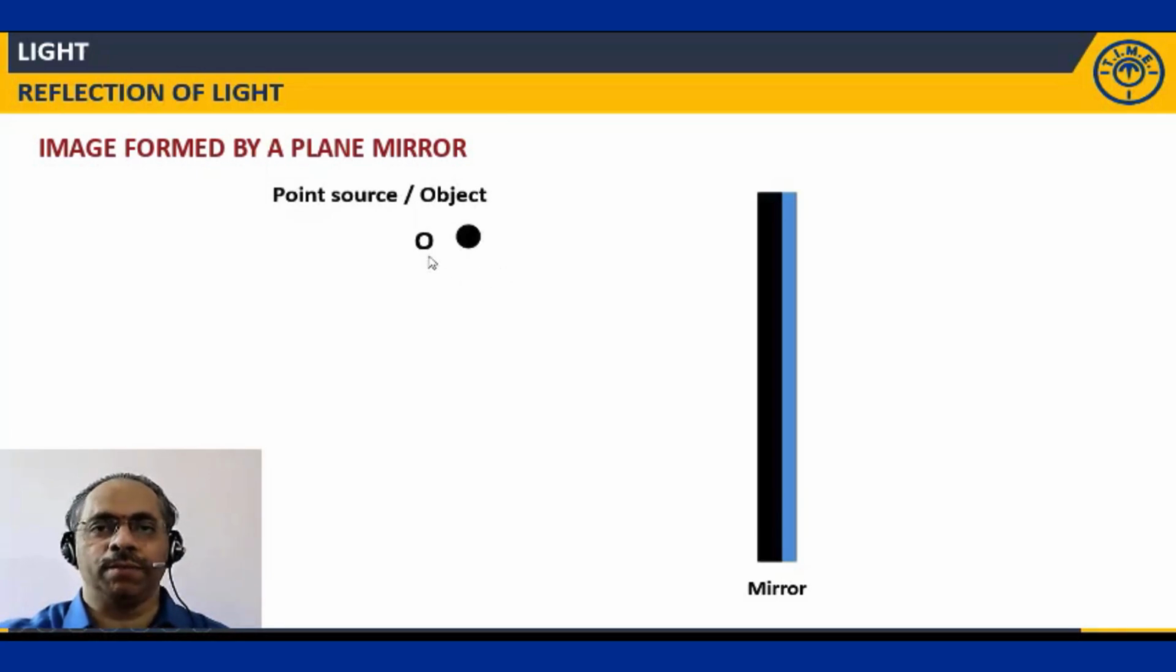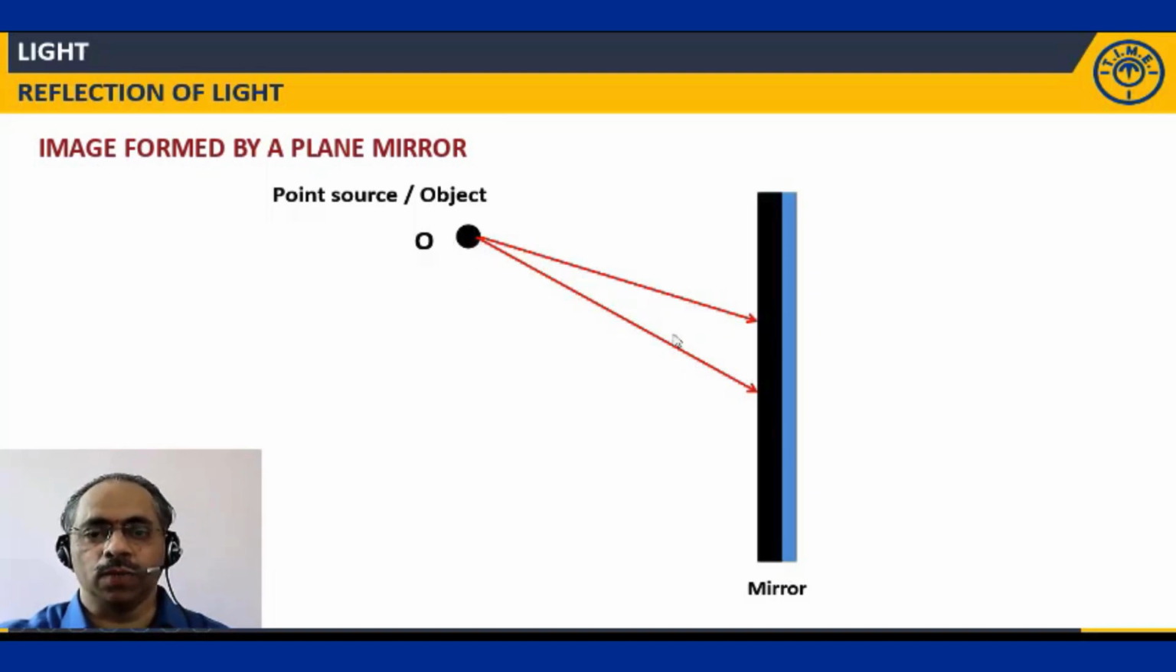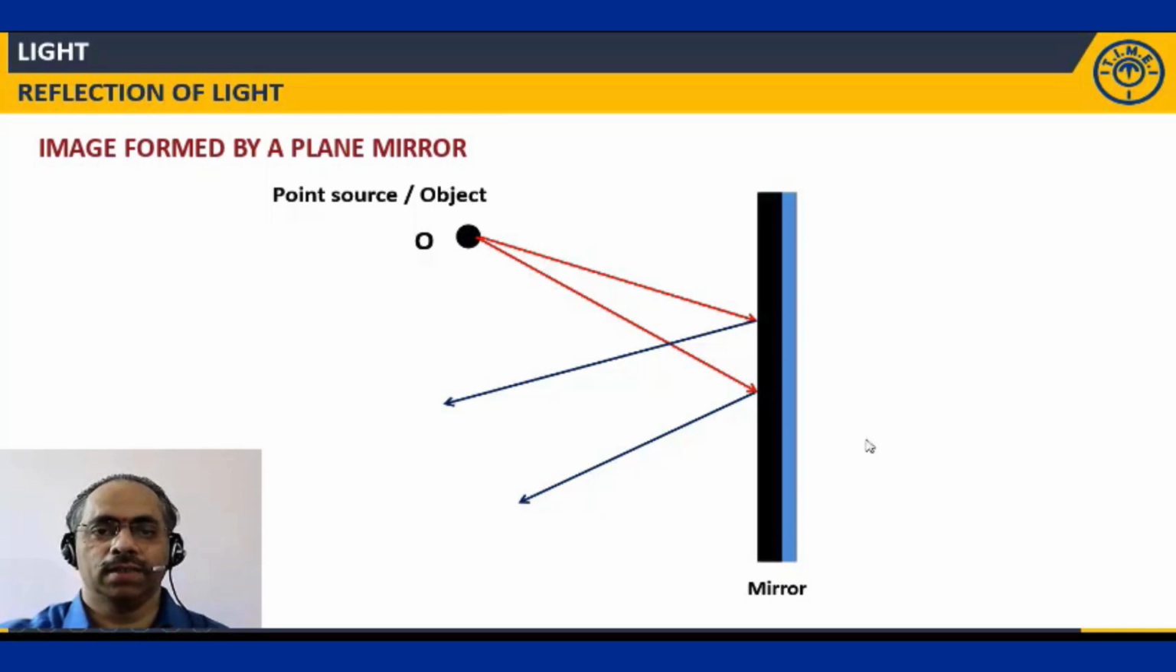To know the position of the image of the point object, we will consider two light rays as shown. From the same position, these two light rays are incident on the plane mirror. They are reflected back. Once they are reflected back, if I want to see the image of the point object O, I should look for the image in this particular direction.